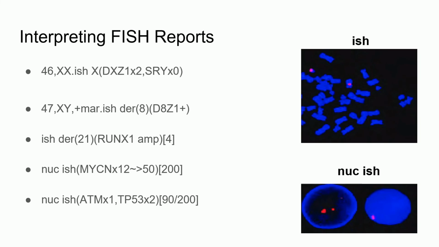The second example tells us there is an extra marker chromosome identified on karyotype. FISH analysis on metaphase cells identifies the marker chromosome to be derived from chromosome 8 using the 8-specific probe called D8Z1, showing an extra signal. Since we have identified this marker chromosome, we use the designation der to show that this is a derivative 8 chromosome and is no longer unidentified.